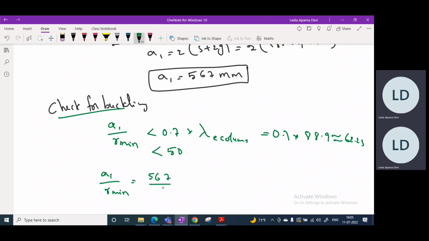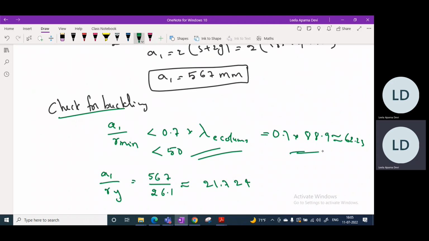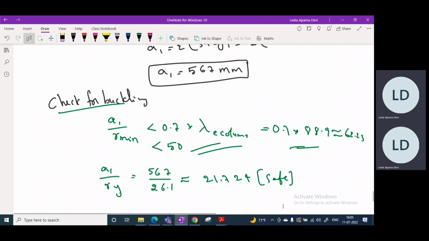567 divided by r minimum, which is 26.1. This is the ry value. Which equals 21.724. So it is satisfying these two conditions, right? So it is safe for buckling. So our lacing is safe.